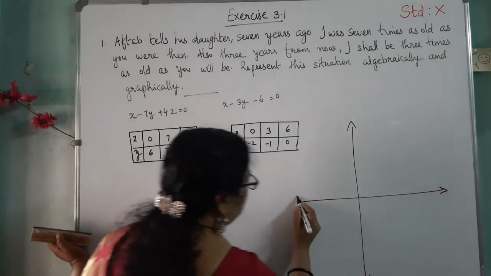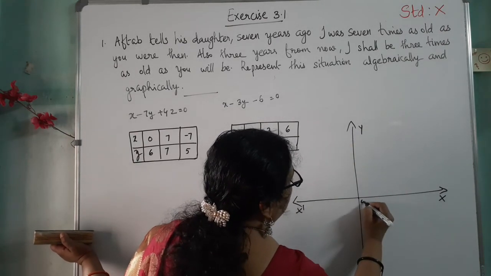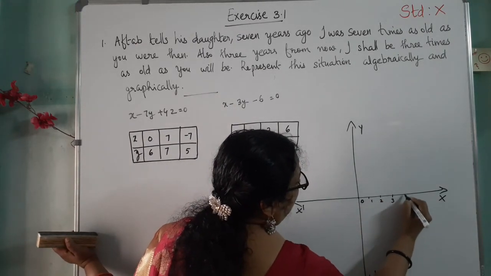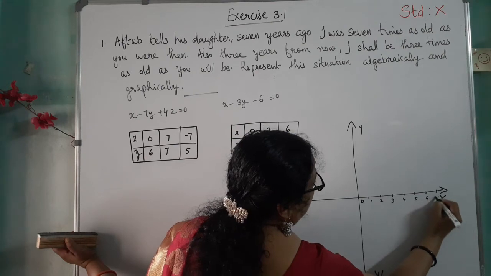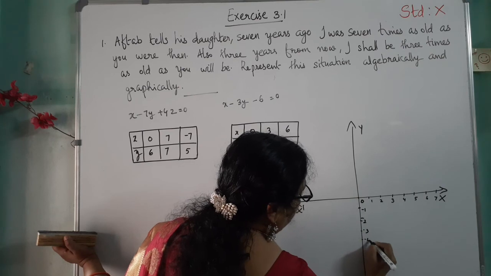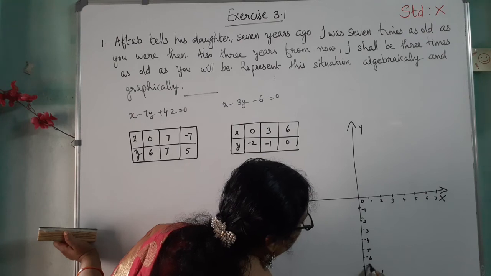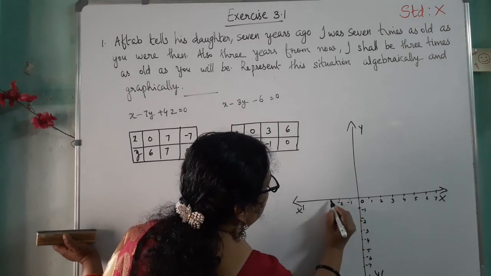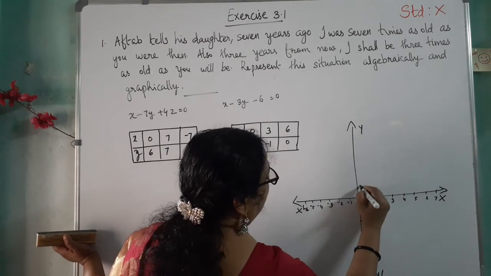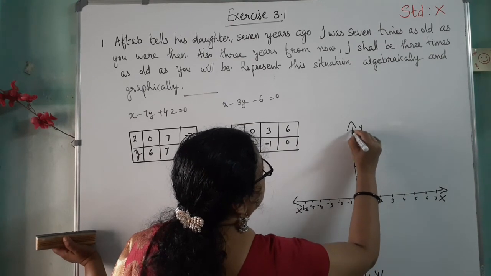By drawing the x-axis and y-axis, here y dash, then from 0 up to 7 points we want: 1, 2, 3, 4, 5, 6, 7, and minus 1, minus 2, minus 3, minus 4, minus 5, minus 6, then minus 7. Here also minus 1 to minus 6, and here 1, 2, 3, 4, 5, 6, 7.